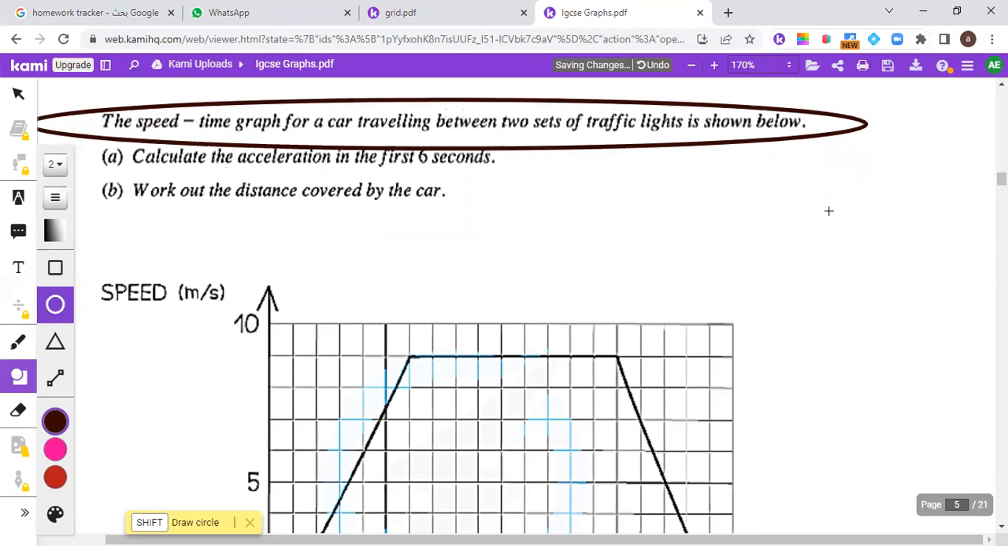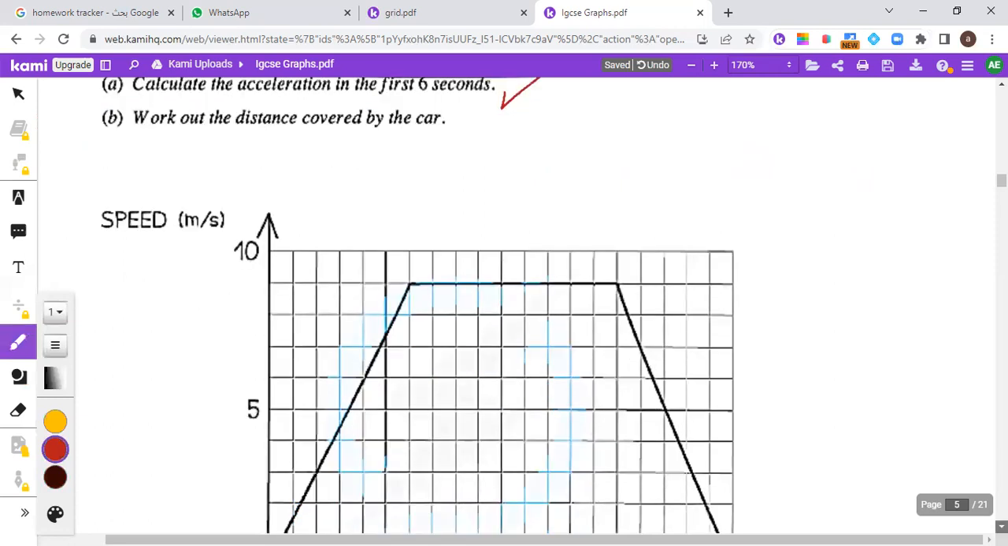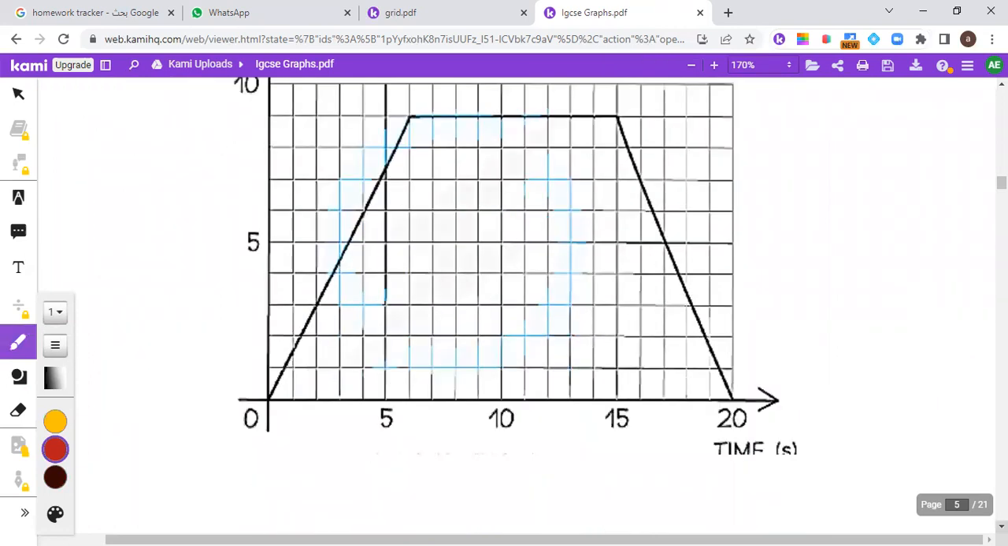The speed time graph for a car traveling between two sets of traffic lights is shown below. Calculate the acceleration in the first 6 seconds. One minute. We need to find the acceleration in the first 6 seconds, from 0 to 6. Yes. So here it is 6 seconds. So once you go up, it's here.